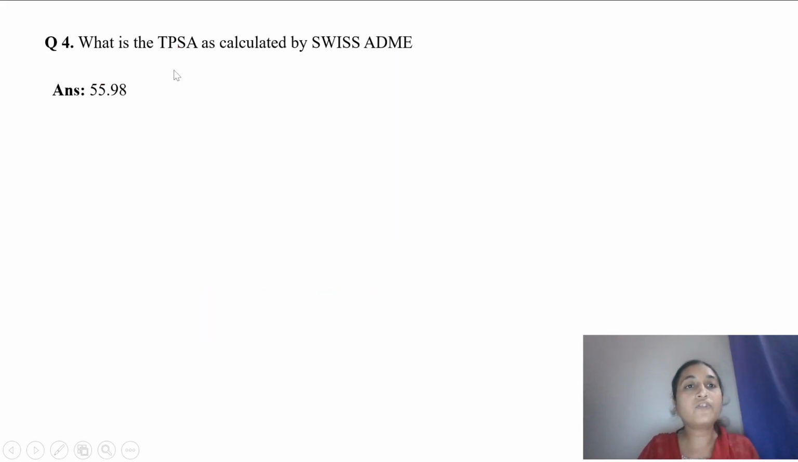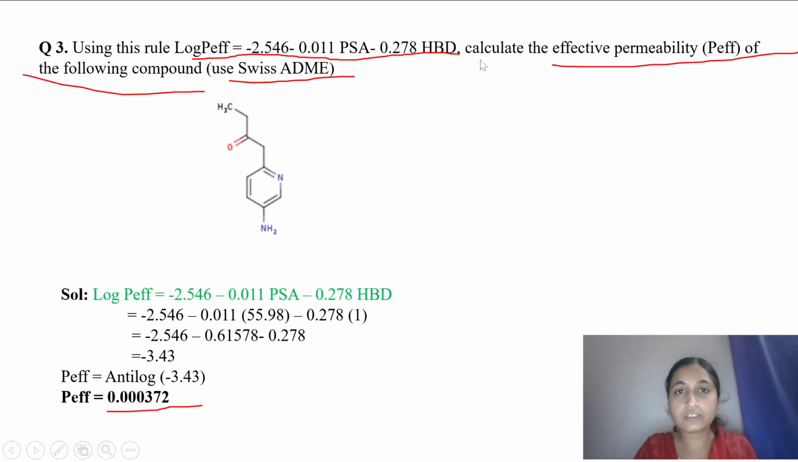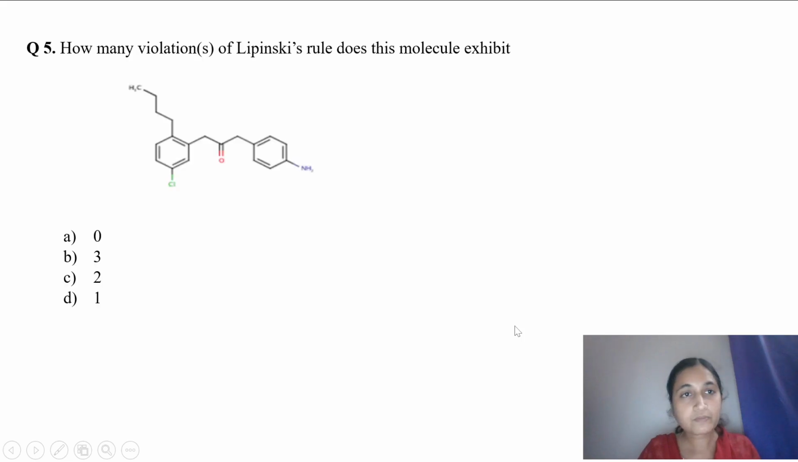So in question 4, what is the TPSA as calculated by Swiss ADME? In this question, in previous questions. So TPSA, as just now we have shown in Swiss ADME, this value is 55.98.